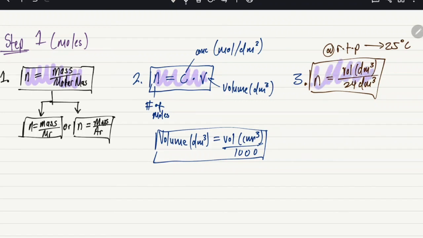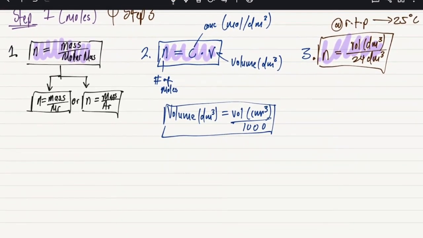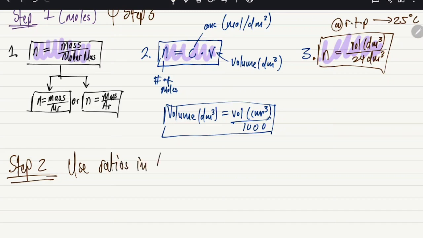You're going to use it in step 1, which is the first time you get moles, and also in step number 3 when they ask you to find concentration or the volume or the mass or something. You use one of these 3 formulas. But in step number 2, the second step where you find moles, you are going to use ratios in the equation to find moles. That's what you do on the second one.